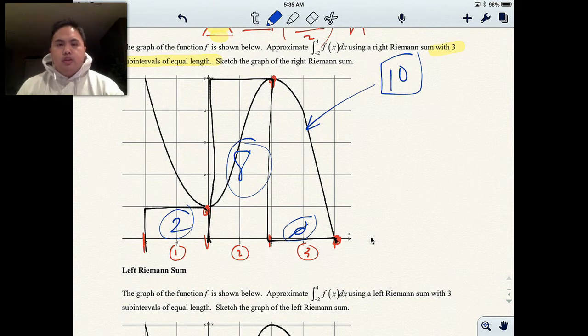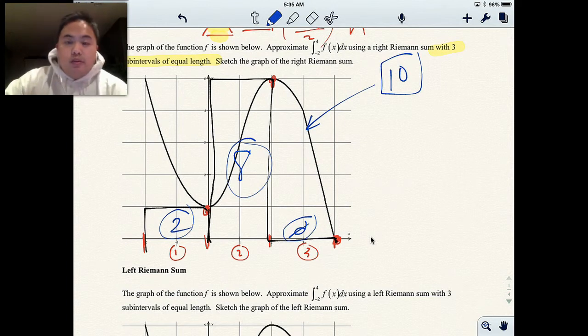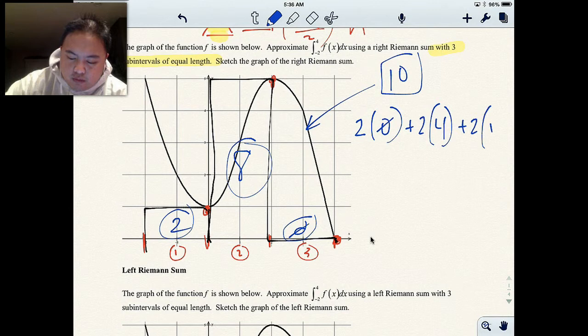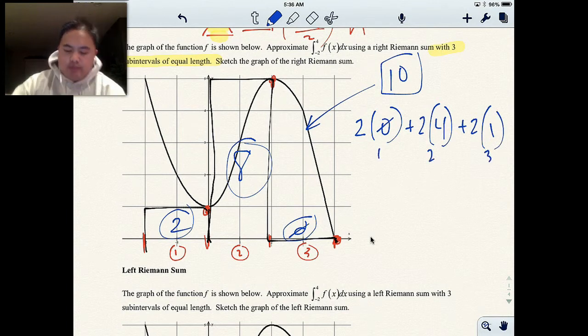So what I'm going to do is also put this in the Riemann sum formula form. What you do, as we've been doing, is the base, which is 2, times the height. For the first rectangle, it's 0. The base of 2 in the first rectangle, plus a base of 2 and a height of 1. So this is rectangle 1, rectangle 2, rectangle 3.